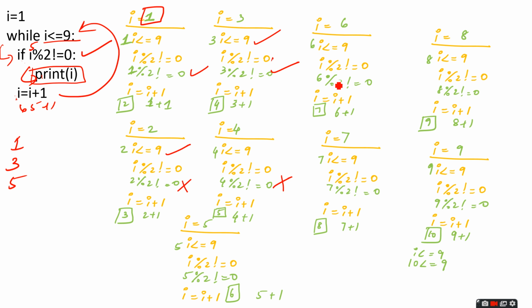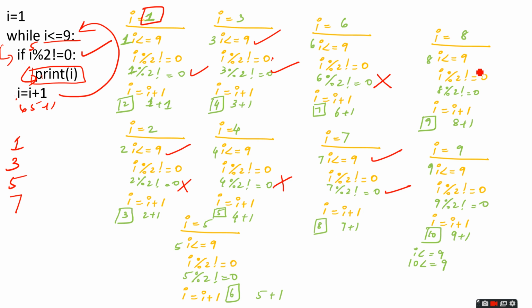When 6 is divided by 2, the remainder is equal to 0. So this condition is false, and print I will not work. Now we update the value of I equals I plus 1: 6 plus 1 is 7. Now the next value of I is 7. We go back to the loop and check 7 less than or equal to 9, the condition is true. We check 7 mod 2 not equal to 0, the condition is true, so we print I. The value of I is 7. Now I equals I plus 1, that is 7 plus 1, which is 8.